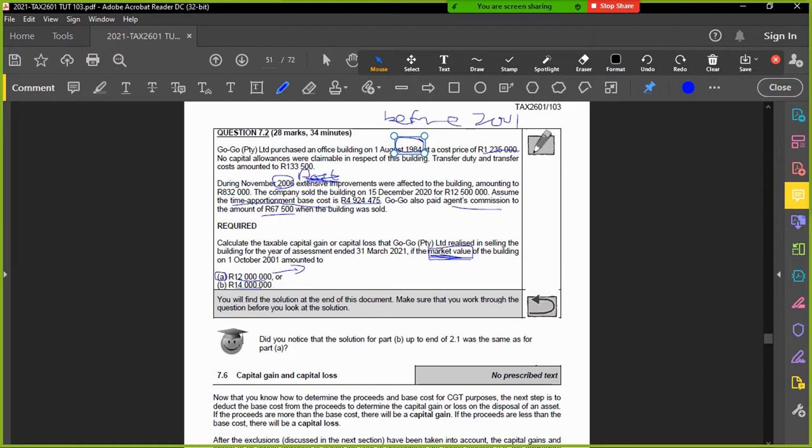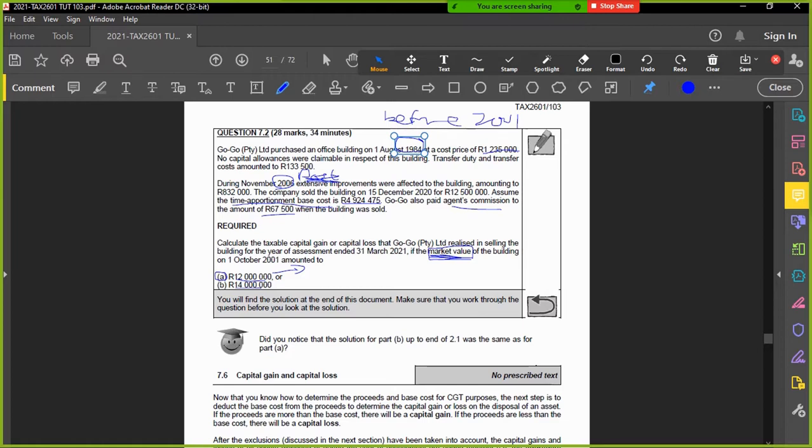Just before we go on, when they say time apportioned base cost, what does that mean? It means basically based on time. In other words, from 1984 all the way through to 2020, the actual value of the building has grown to 4.9 million from 2.2 million. It's almost like inflation, if that makes sense. Values change over time, and then you can use an inflation rate to take amounts to the current point in time. Does that make sense? Yes.